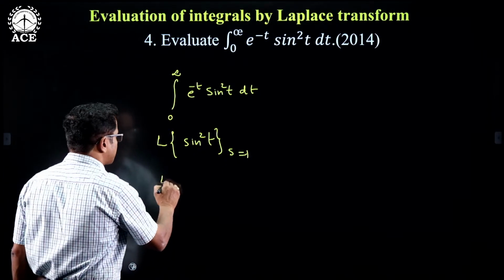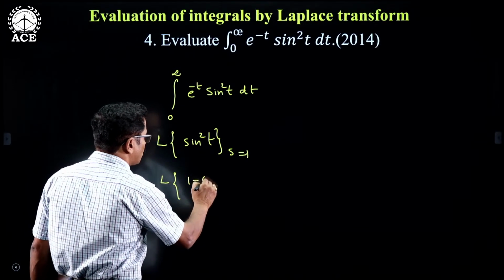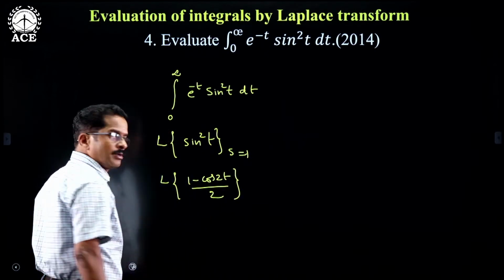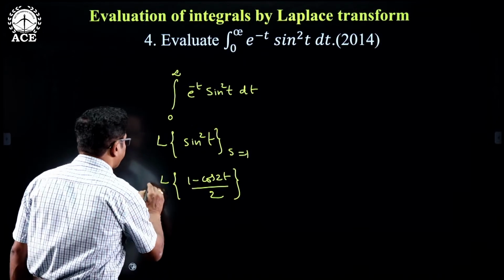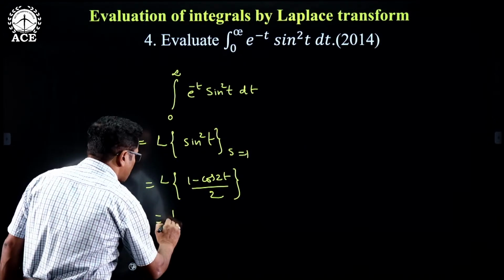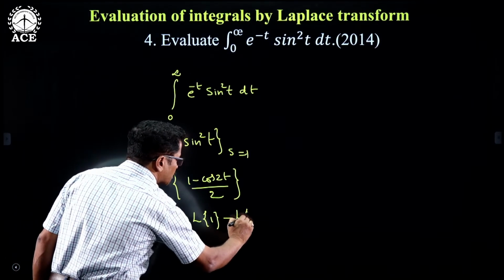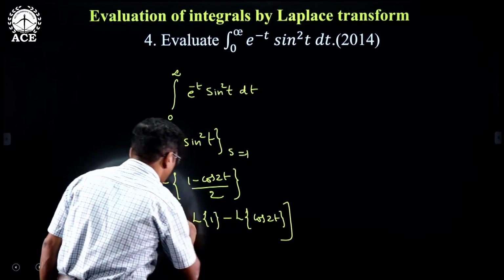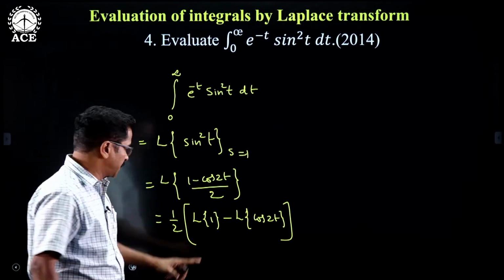L of sin square t, which we write in elementary form: 1 minus cos 2t by 2. L of (1 minus cos 2t) by 2, which is equal to 1 by 2 into L of 1 minus L of cos 2t. Okay, as I applied the linearity property here.